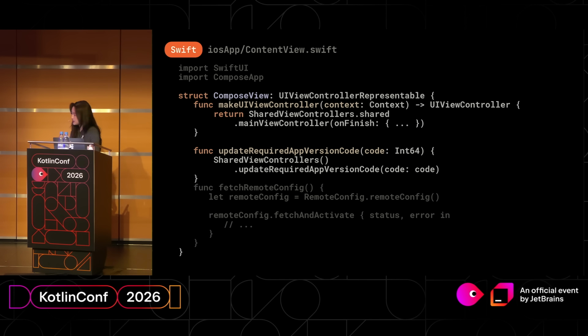And for the Swift side, ContentView.swift imports ComposeApp and creates a Compose view. It calls MainViewController to get the Compose-powered UIViewController. And it has an updateRequiredAppVersionCode function that calls back into Kotlin. Notice it's calling SharedViewControllers, the Kotlin singleton exposed to Swift.